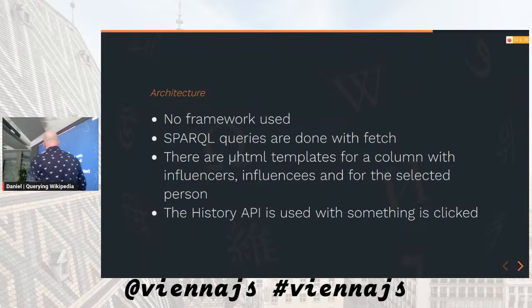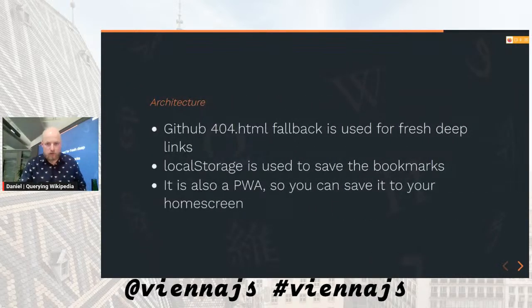This is quite simple. You have a couple of functions that generate these columns. And then the history API is used to make it possible to go back and forward between these columns. As I explained, I use this 404 thing. And then if you create a bookmark, it's saved in the device, in the local storage. It's also a PWA, so you can put it on your home screen.